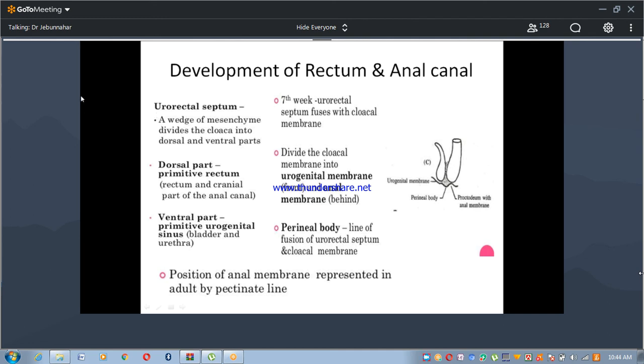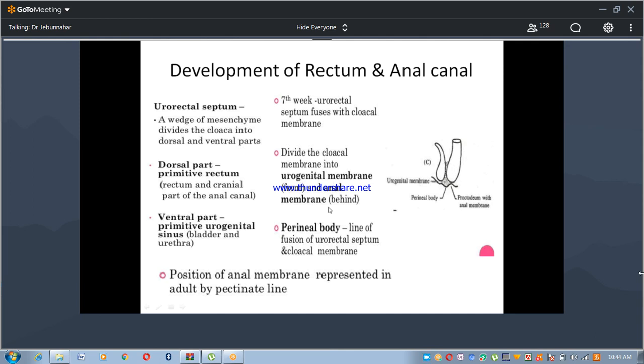In urorectal septum, a wedge-shaped mesenchyme divides the cloaca into dorsal and ventral parts. The dorsal part forms the primitive rectum and cranial part of the anal canal. This is the primitive rectum. Ventral part forms the primitive urogenital sinus, bladder, and urethra.